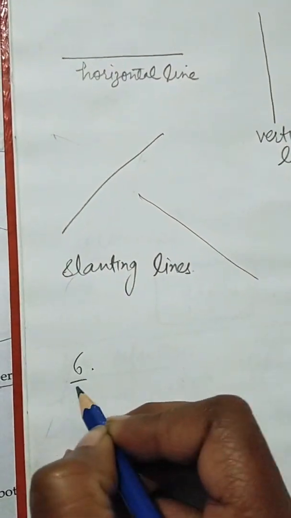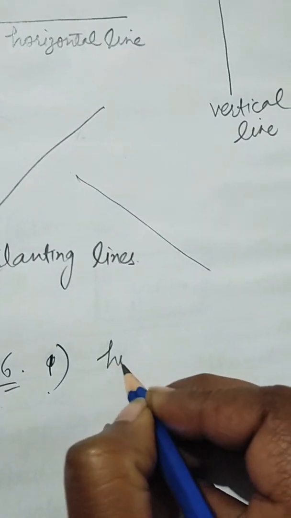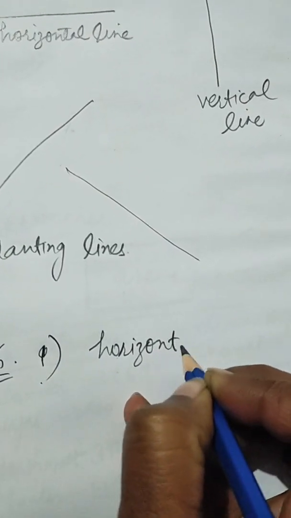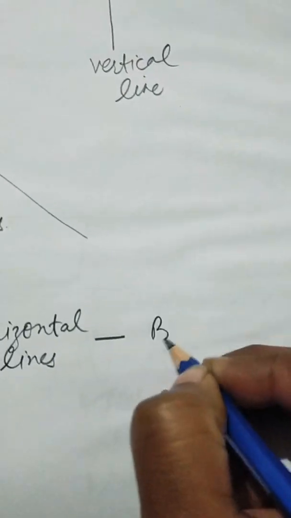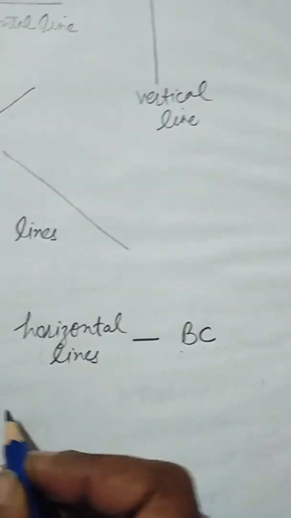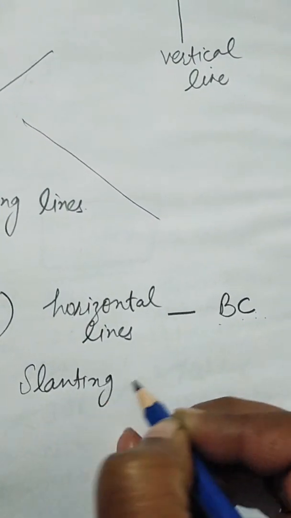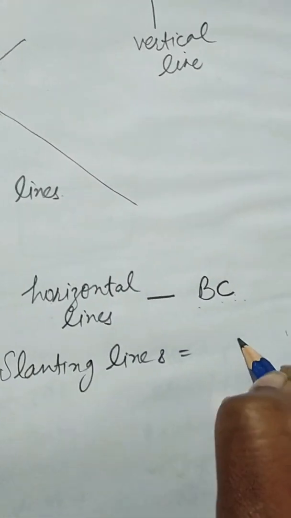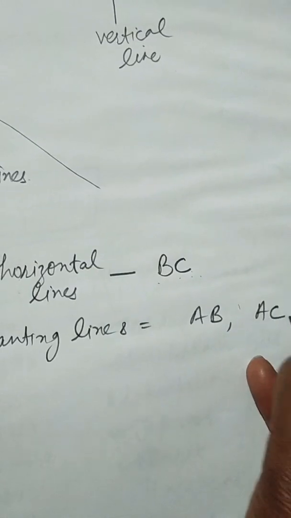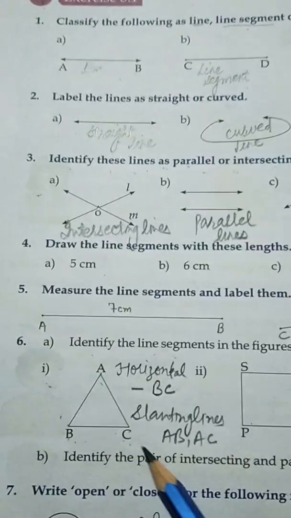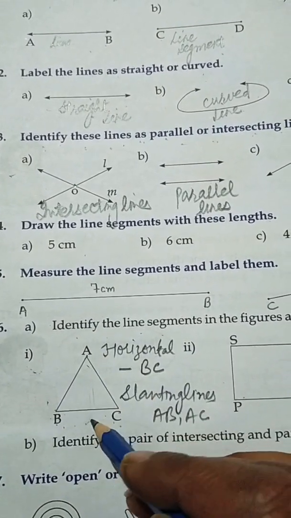Sum number 6, A part, first part. Here horizontal lines are here BC, line segment BC is there. After that slanting, here you can see vertical line is not there. Slanting lines, that is AB line is a slanting line and the second, AC line, is a slanting line. Here in this diagram you can see there is no horizontal line. Vertical line is not there.